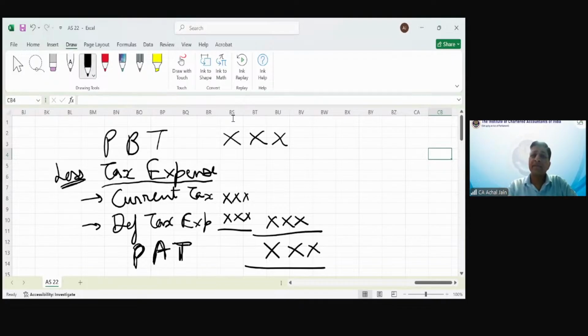Everyone clear? I can see some queries coming up. Tanu is asking, sir, if in current year we pay less tax. Yes, of course, there will also be a situation of deferred tax asset, but that we'll discuss later. As of now, we have only discussed a deferred tax liability. Similar to a deferred tax liability, you can always have a situation of deferred tax asset. We'll talk about it later on.